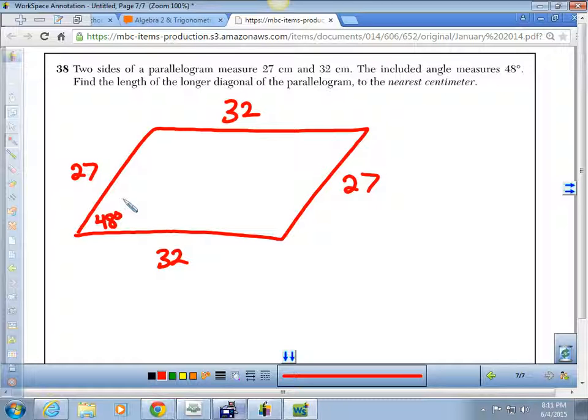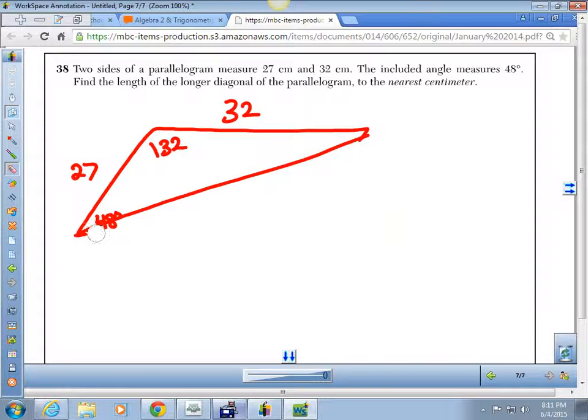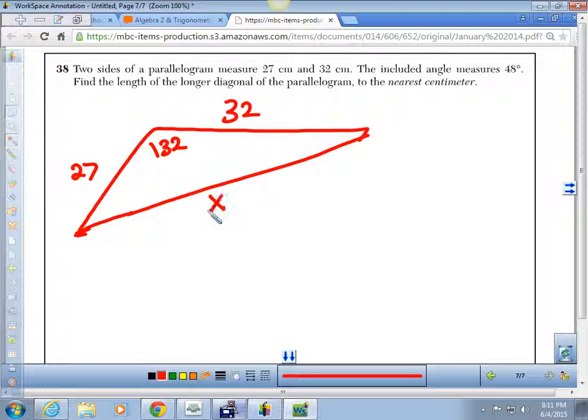So shoot. What just happened to that 48 degrees? It got split. So are we going to be able to use the 48 degrees? Not directly, but I can use it indirectly to find this one. What does this one have to measure? 132. And now let's get rid of the parallelogram, because all I need is just a part of it, right? They want me to find this length right here.